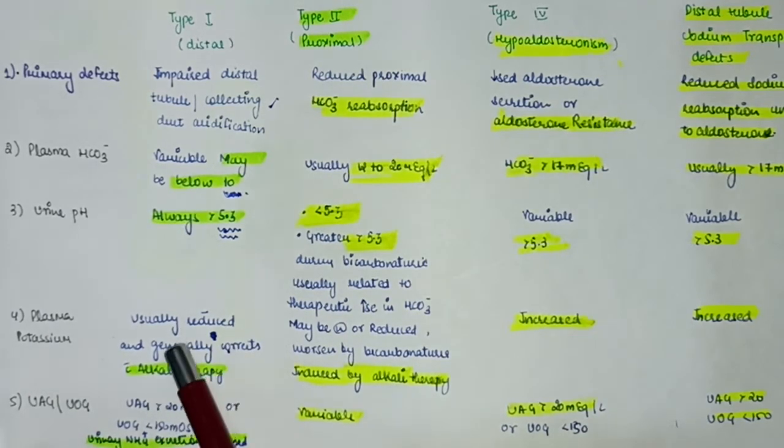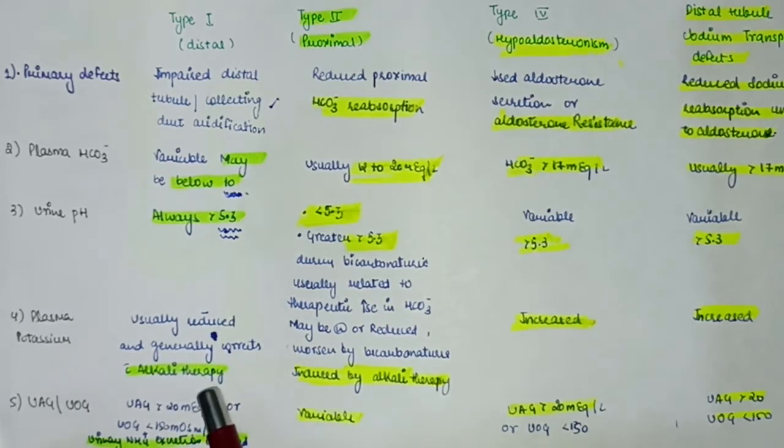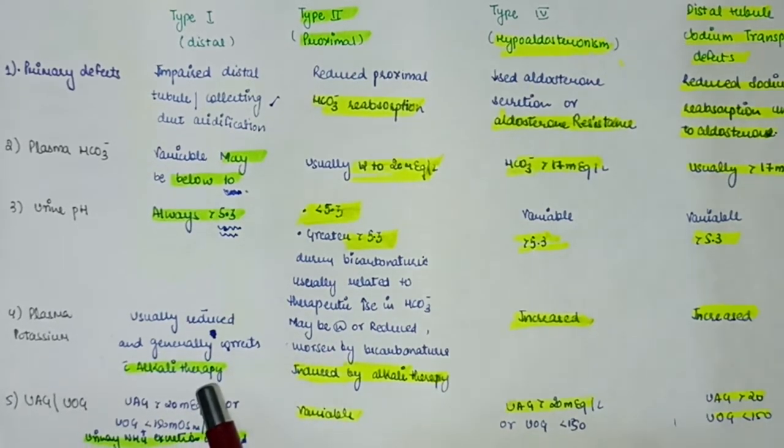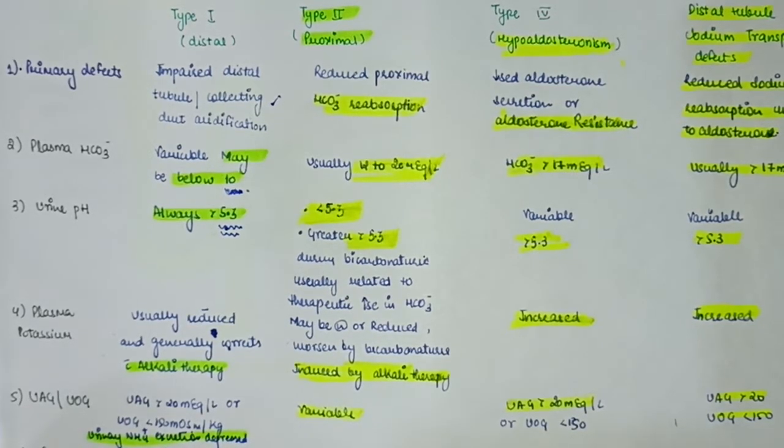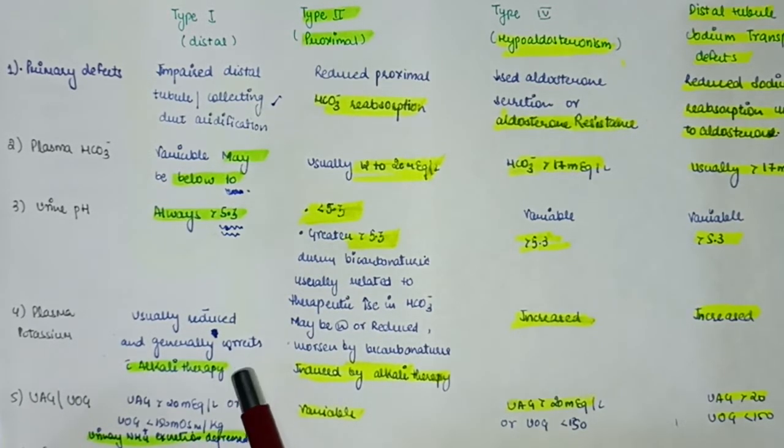So plasma potassium is low, as we have already discussed, but it usually corrects with alkali therapy. So besides giving potassium supplements, we also have to add alkali therapy in type 1 RTA patients. So in type 1 RTA, there is also a defect in urinary ammonium excretion. So urinary ammonium excretion is depressed.